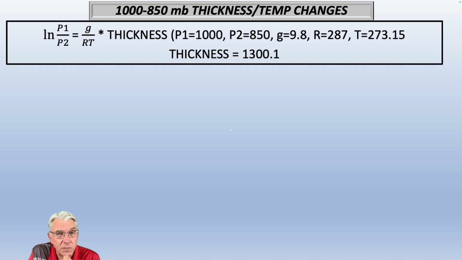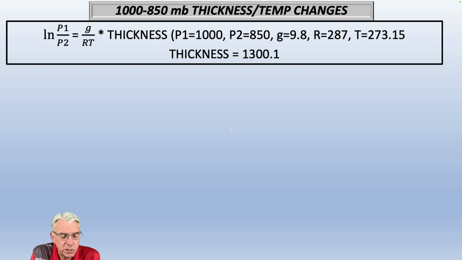So in this case, P1 is going to be equal to 1,000 millibars. P2 is 850 millibars. The gravitational constant is 9.8 meters per second squared. Okay, it's an acceleration. The gas constant is 287. And we're going to say arbitrarily that the temperature is 273.15 Kelvin, which is the scientific unit that we use. And so when you plug all those numbers in, you get a thickness of 1,300.1.